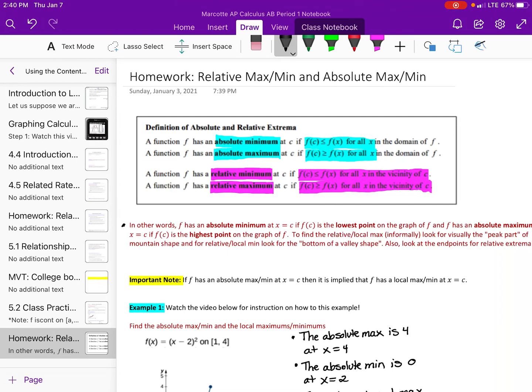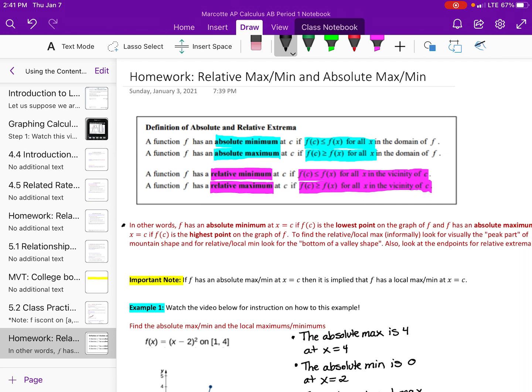Hello everyone. So I just wanted to verbally tell you about these definitions of absolute max and absolute min and relative max and relative min. It's not necessary that you watch this video, but I figured it might be helpful for some of you just trying to verbally digest what's going on as far as these definitions before you dive into this example.